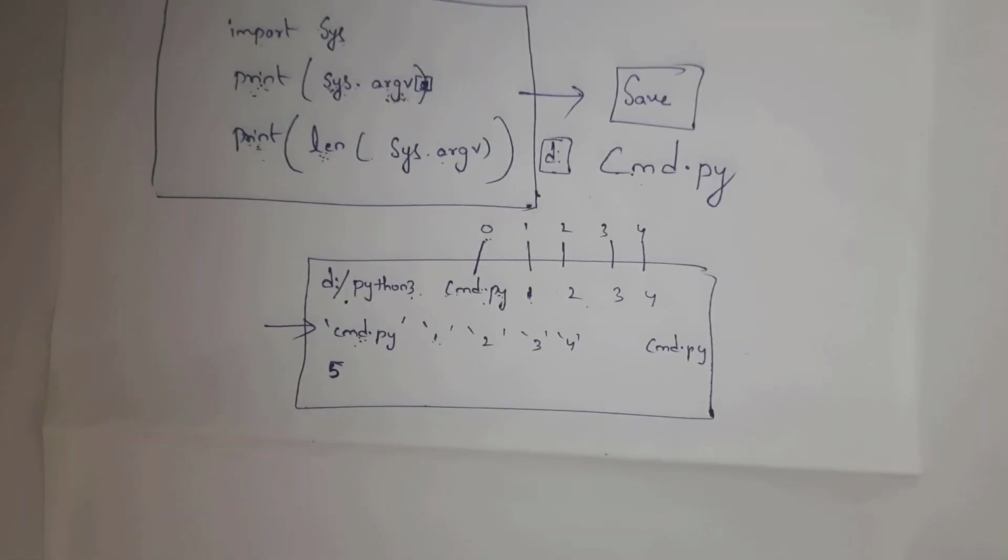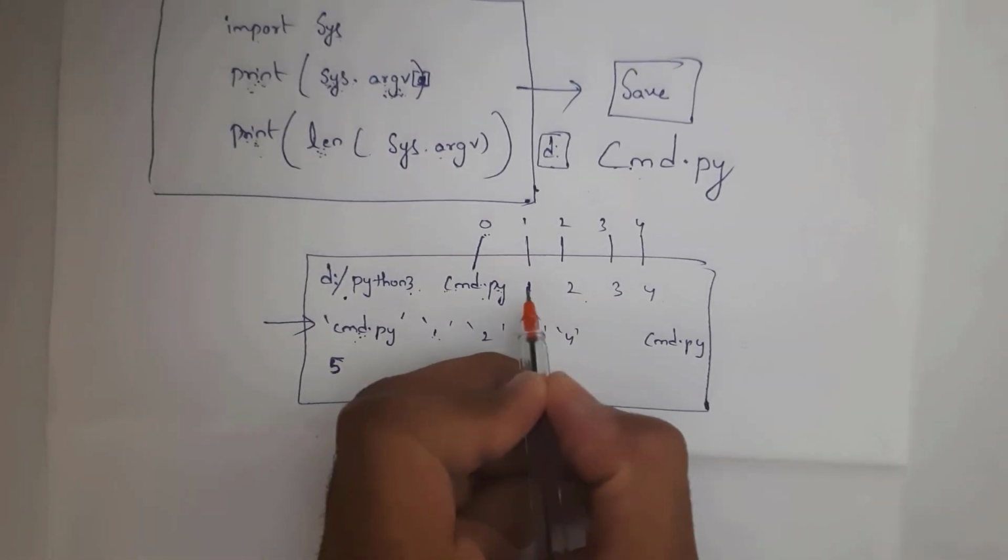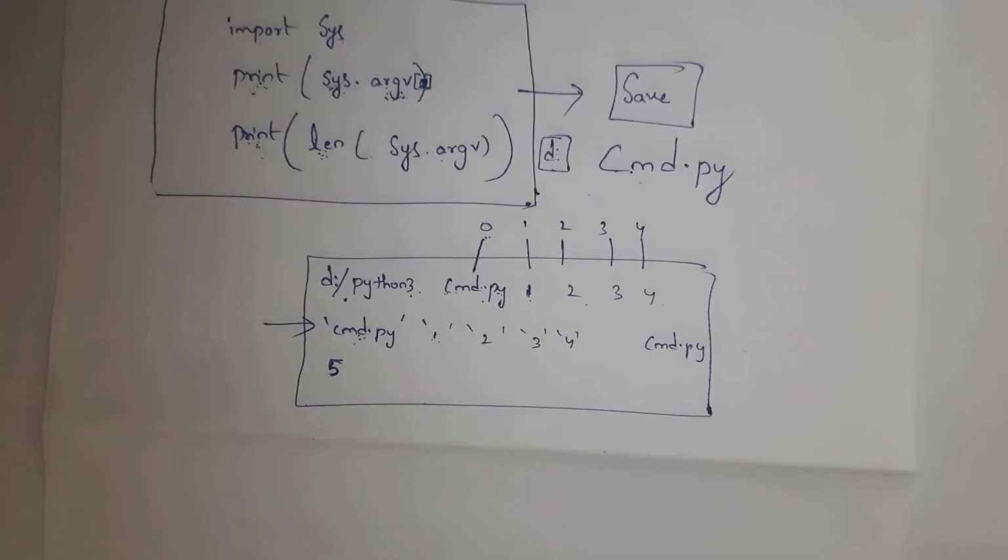And whatever the arguments that we are passing from command prompt, everything is treated as string. Here I gave input 1, 2, 3, 4. These 1, 2, 3, 4 are integer values, but whatever the arguments that we pass from command prompt, everything is treated as string. So these 1, 2, 3, 4 are considered as strings, not integers.